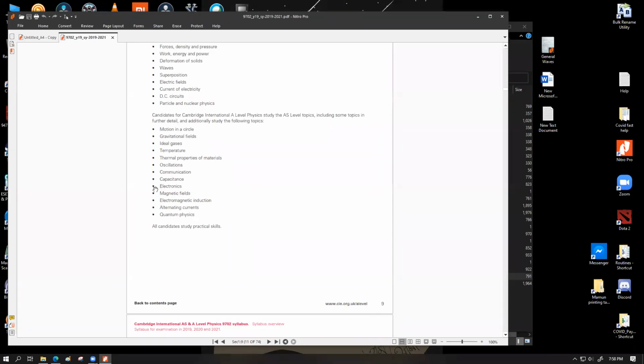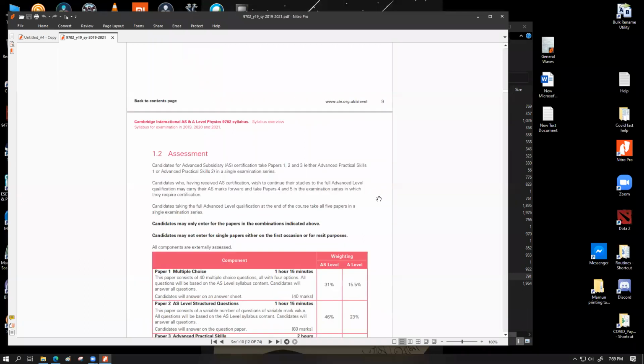So I'm currently doing all of these headings: magnetic fields, electromagnetic induction, alternating currents. All of these three topics for the A2 syllabus.